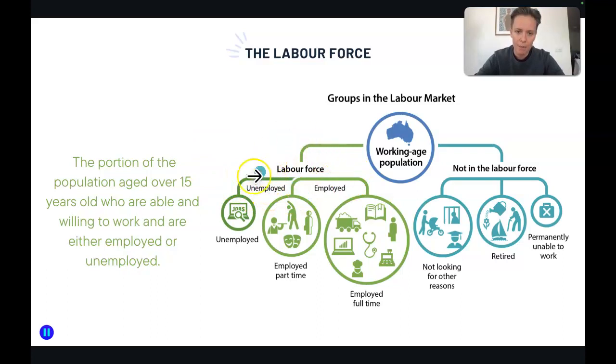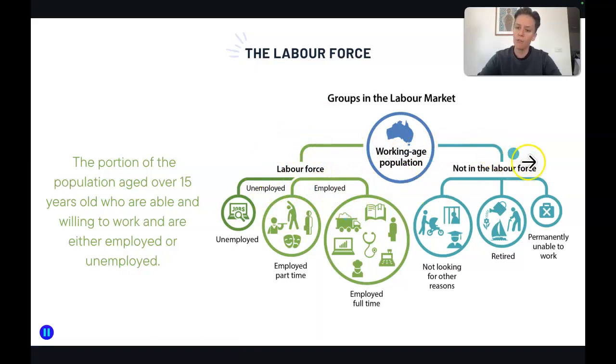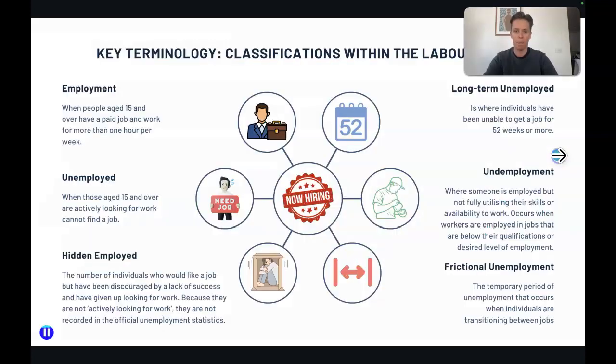So let's have a look. In your labour force, you're either going to be employed part-time, employed full-time, or unemployed. If you fall into any of those categories, you're in the labour force. On the flip side of that, we've got everybody in those age groups that are not in the labour force. So they might not be looking for other reasons. Maybe they're studying, maybe they're full-time stay-at-home parents, maybe they're in prison. These people aren't looking for jobs, so they therefore are not considered to be unemployed, and we'll get into that in more detail in a moment. They might be retired, or they might have other reasons why they are unable to work. Really important to get your head around this piece over here. Make sense of the labour force, employed plus unemployed.